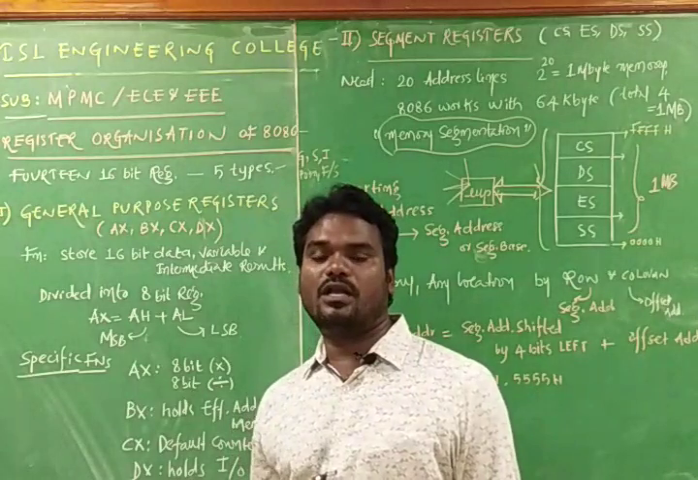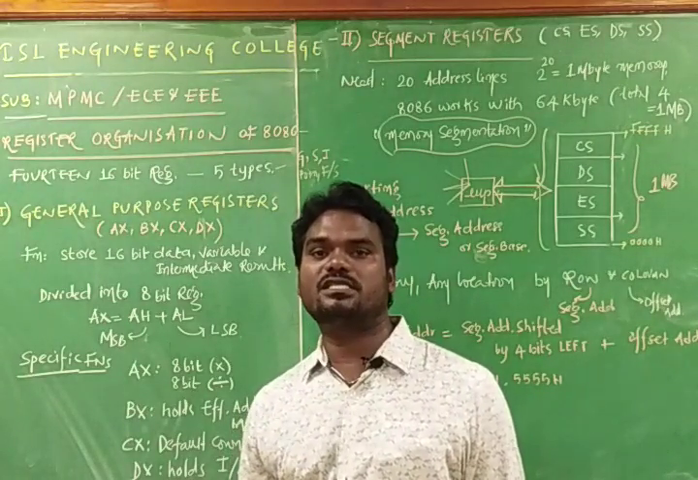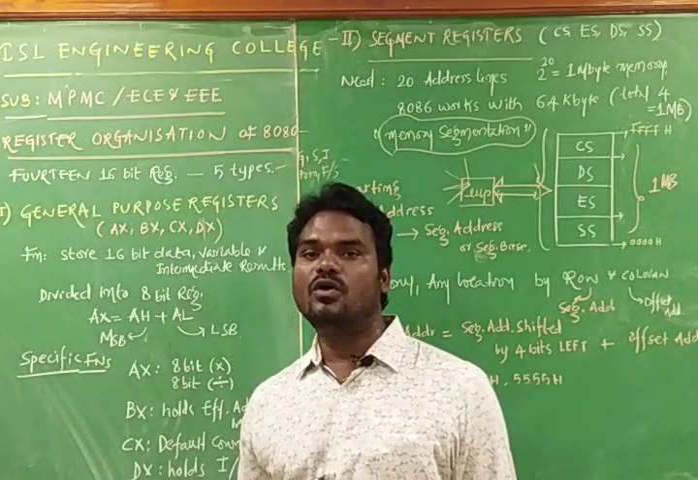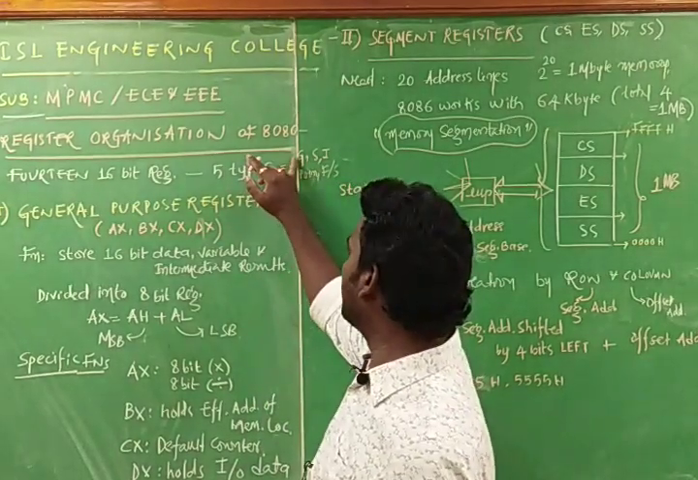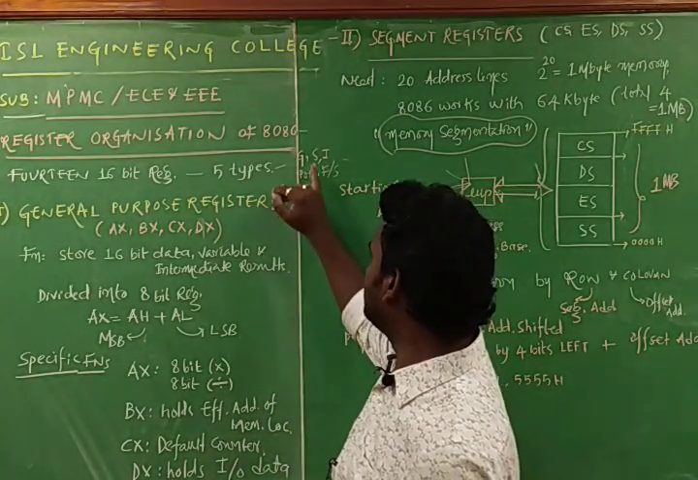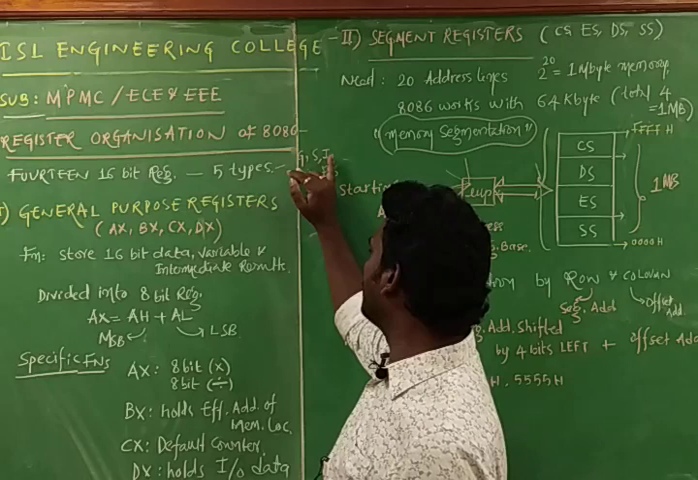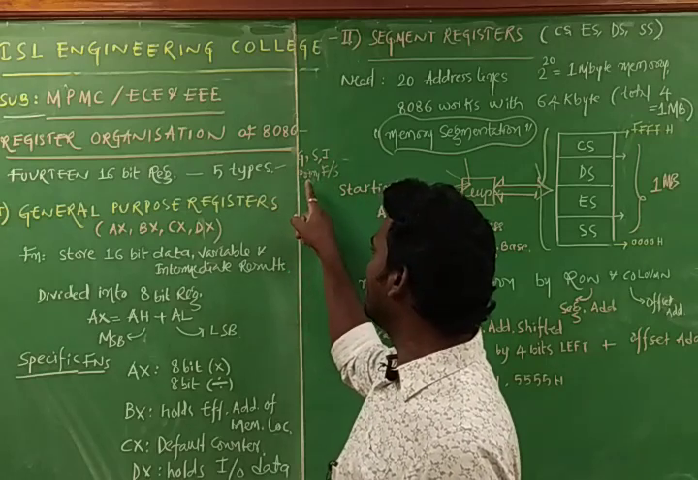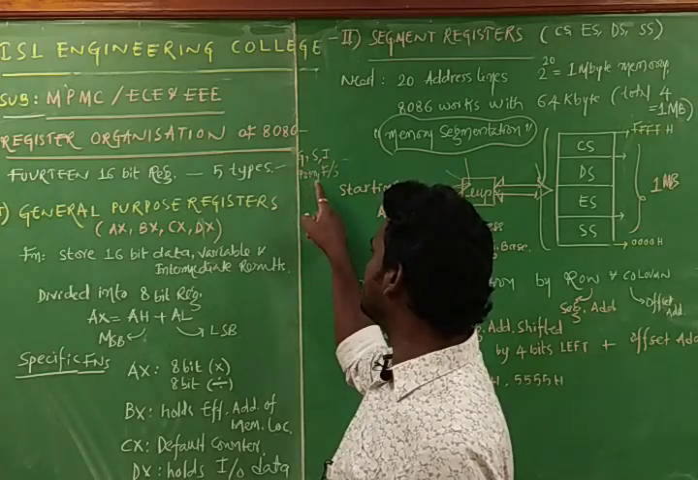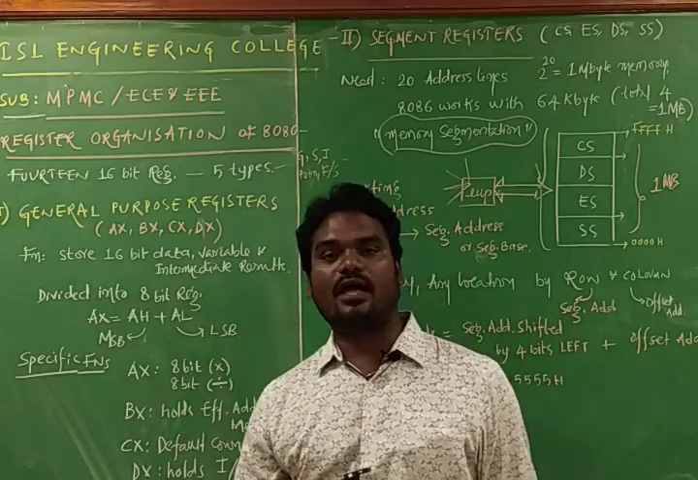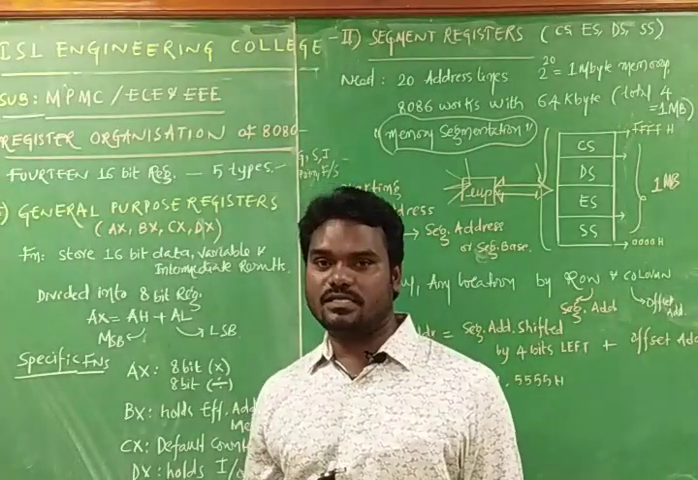So the total 14 16-bit registers are classified into 5 types: general purpose registers, segment registers, index registers, pointer registers, and the flag register or status register.